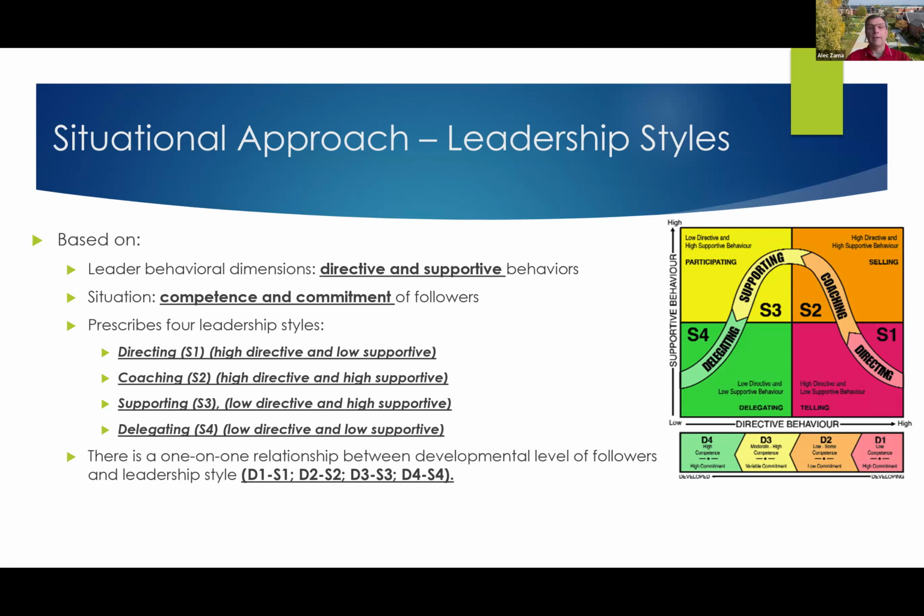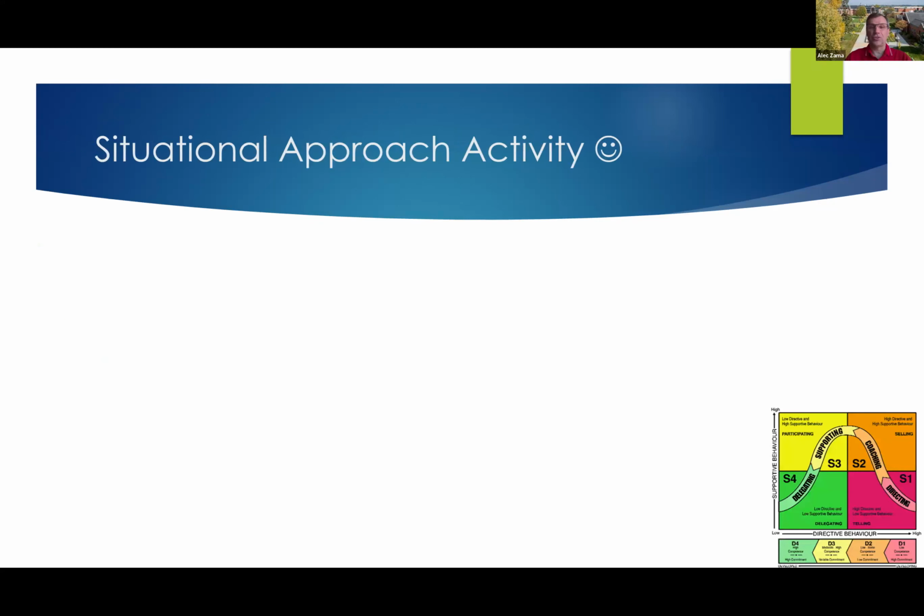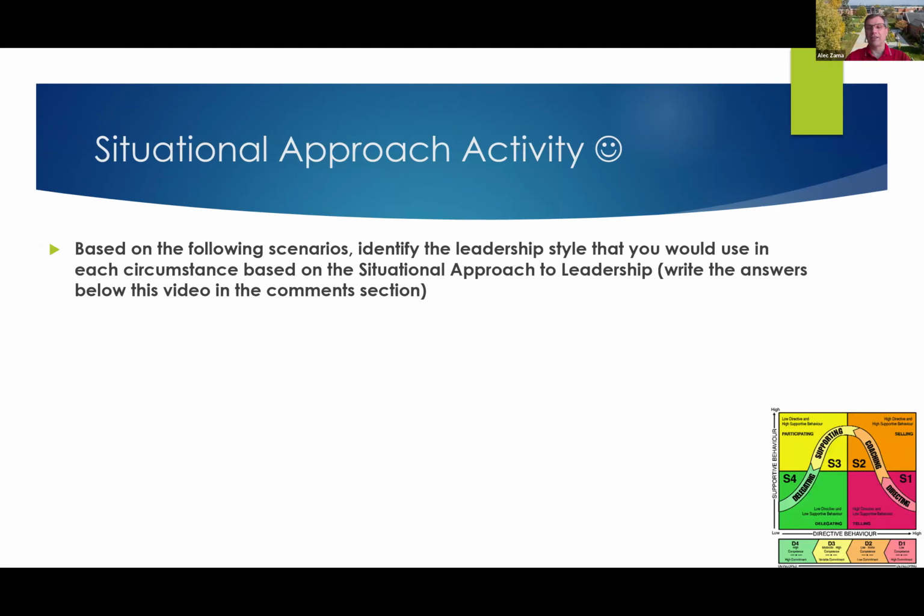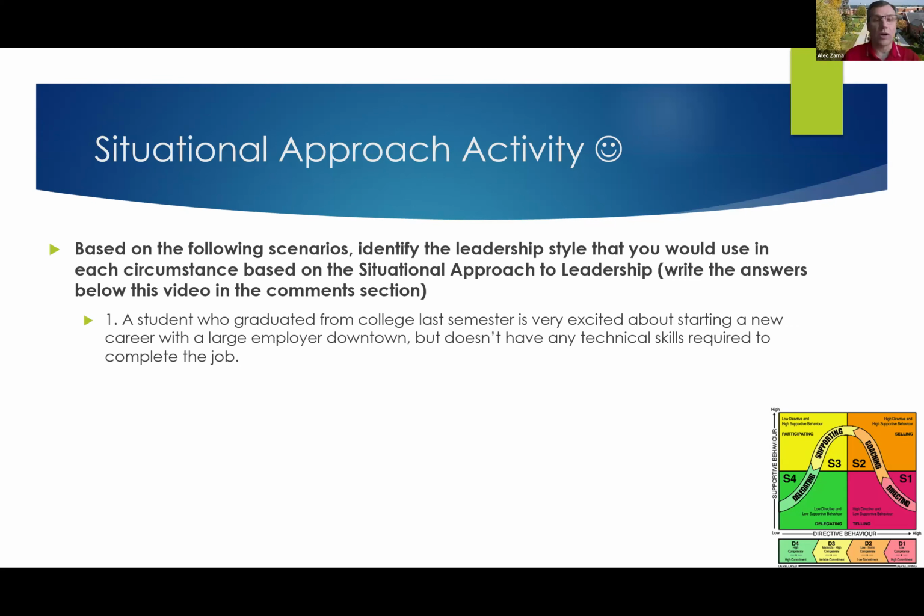So I have an activity right here, and I would like you to look at the model that I have on the screen, and then based on the scenarios that I will be providing, I would like you to identify the exact style that you would choose based on the situational approach. So the first one, let's assume that a student who graduated from college last summer is very excited about starting a new job with a large employer, but doesn't have any technical skills required to complete the job. So identify the developmental level of the follower, and then identify the matching style of leadership.